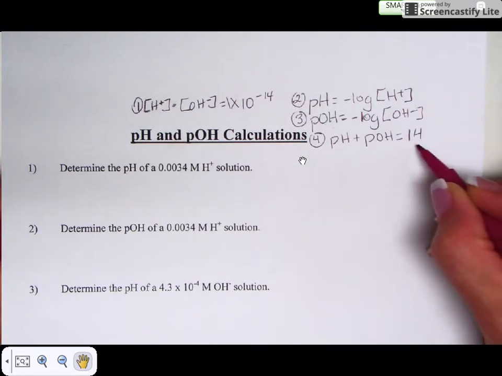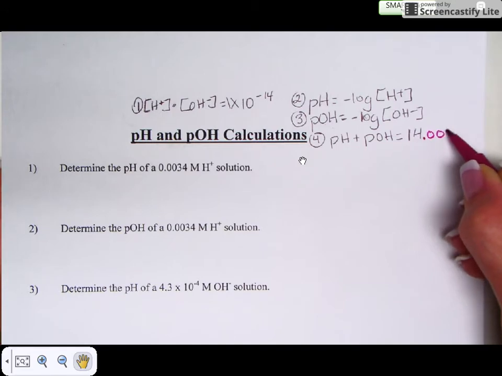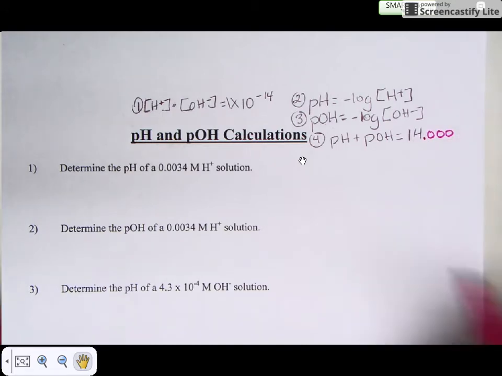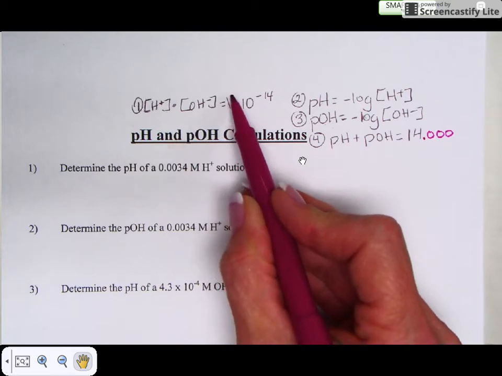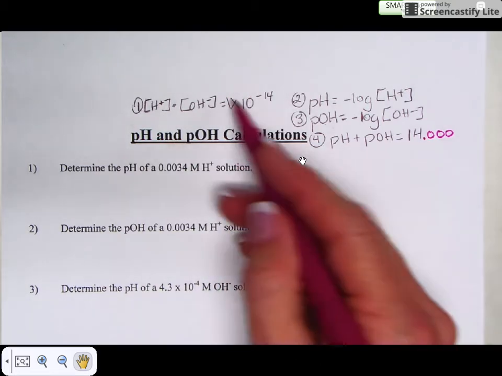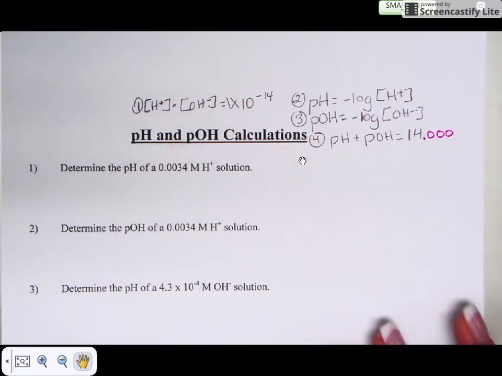Let me clarify about sig figs real quickly with the formulas. Remember, anytime a number is in a formula, it technically has unlimited sig figs. So this is 14.000 to infinity, if you will. And here with this one, this is 1.00000. So it has unlimited sig figs. So do not let these numbers determine your sig figs in your answer.